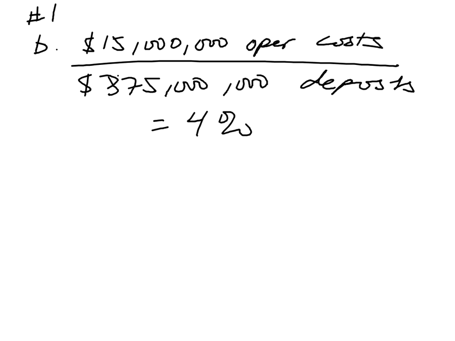So it wants us to calculate the profit per customer. So customer A and customer B. I'll do customer A and I'll let you guys do customer B. So customer A, according to the original fact pattern, had $6,000 in average deposits.